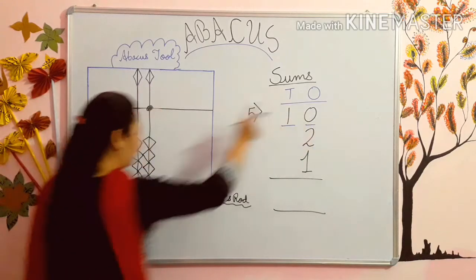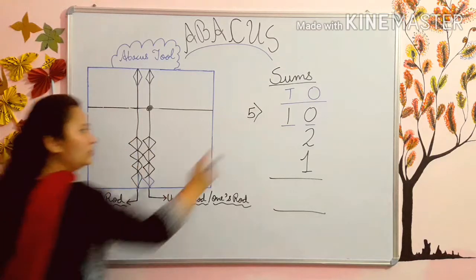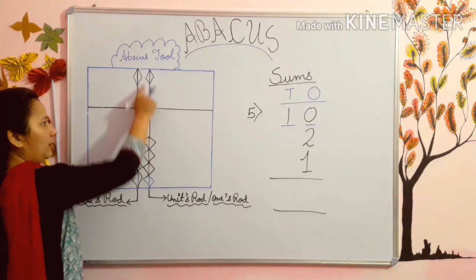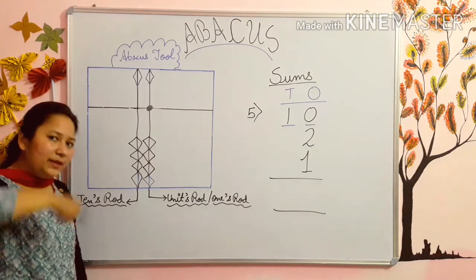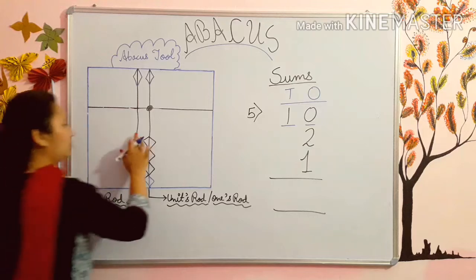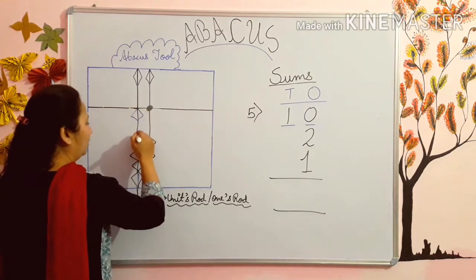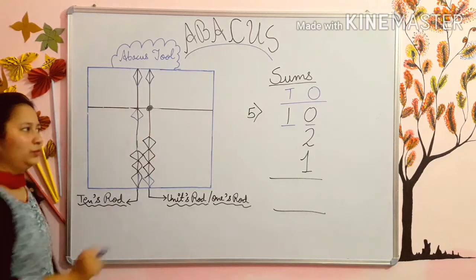The first number goes in first rod. The second number will go in second rod. So this 1 will go in tens rod. This is tens rod, second rod. No sign means add. Add means put the bead up. So 1 bead up in tens rod. Put the 1 bead up.